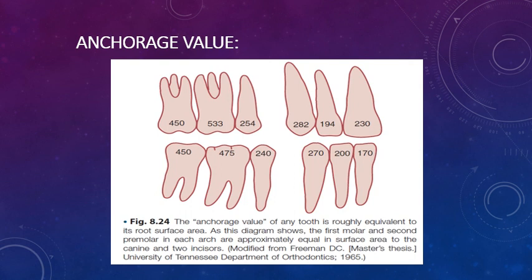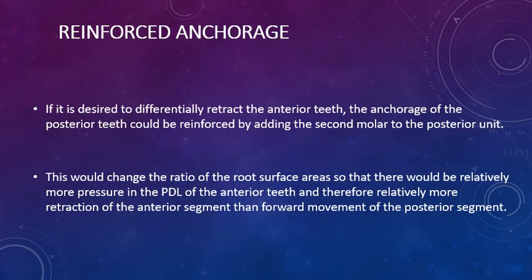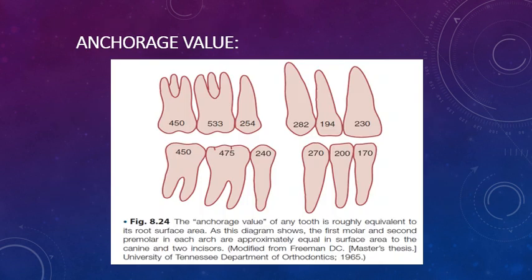This picture is showing the anchorage value of different teeth. So can you all tell me which of the following teeth can have the highest anchorage value? As the force is distributed along the periodontal area, that is the root surface area, the teeth which have a greater amount of root surface area will be providing greater anchorage as compared to the single rooted teeth.